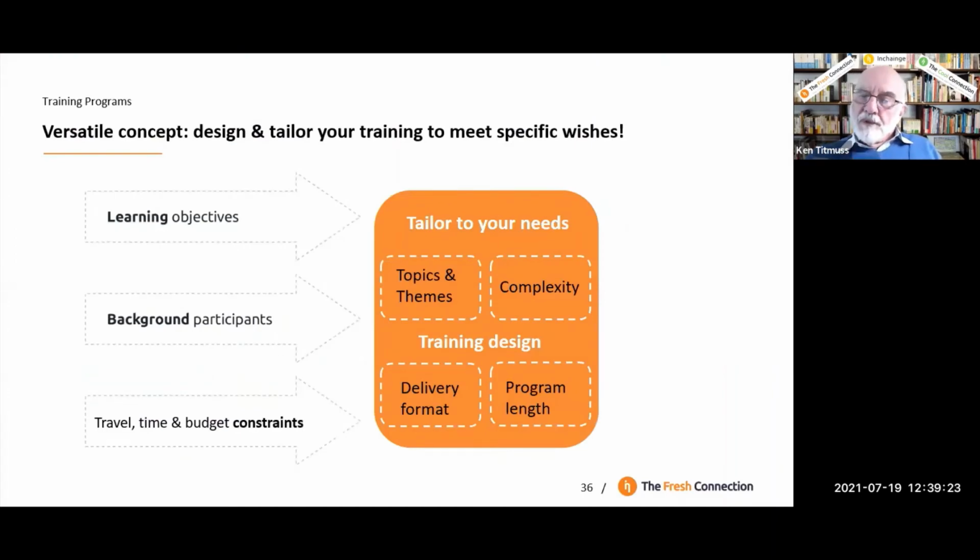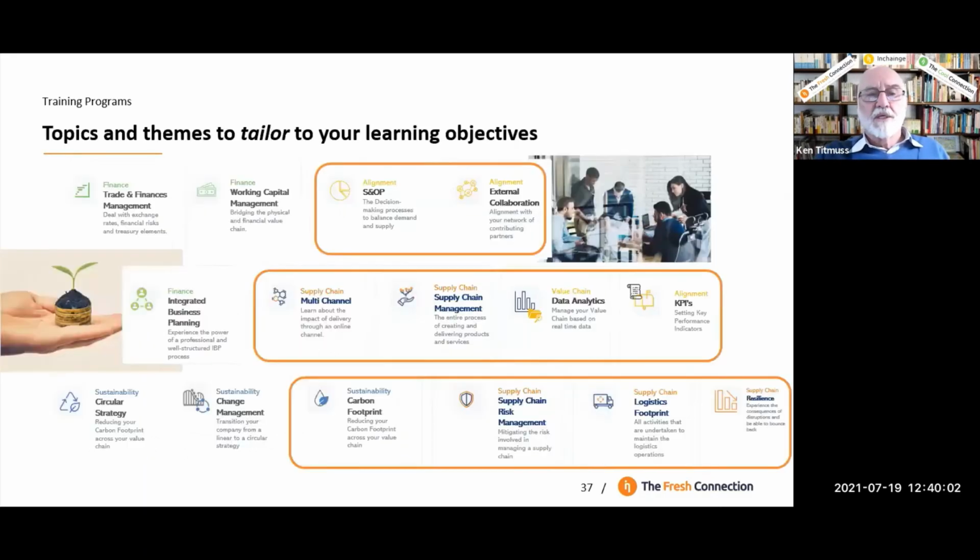So the Fresh Connection is not necessarily only the global professional challenge. You can use it within your businesses for training purposes. And we need to understand what the learning objective is going to be, because there's a number of different topics and themes and complexity that we can put into the game. It's very flexible in the way that we can set it up. We need to understand the background of the participants and any other budget constraints maybe. And then we can look at delivery formats and program lengths and things. So we can design a program to actually suit your requirements in-house.